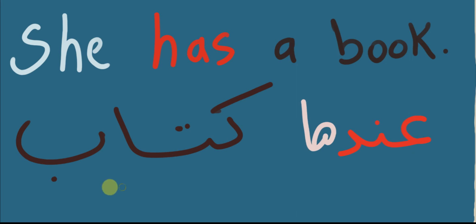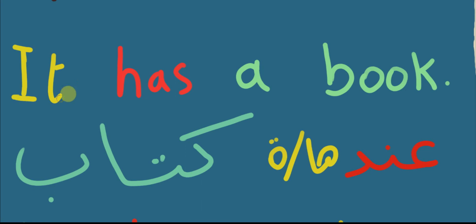عندها كتاب. It has a book. Just like we talked about it, there is no feminine or masculine, just it. In Arabic, you have no it. If you don't know what the gender, you use the masculine, until you know what the gender or the sex, then you have to use the proper pronoun that goes with it.